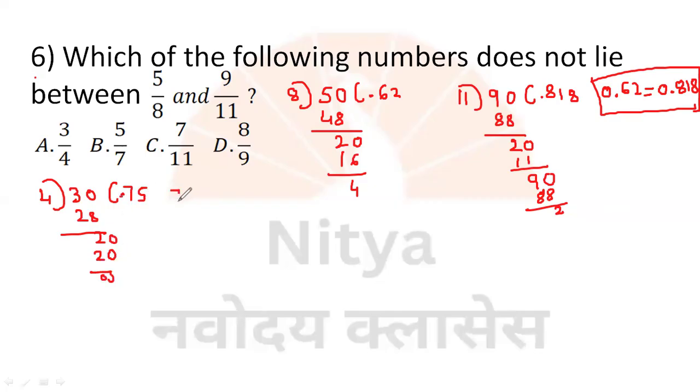Next, divide 5 by 7. So point and 0, 7 sevens are 49. 50 minus 49 is 1, and take a 0, and 7 ones are 7. 10 minus 7 is 3. Again take a 0, and 7 fours are 28, and 2.